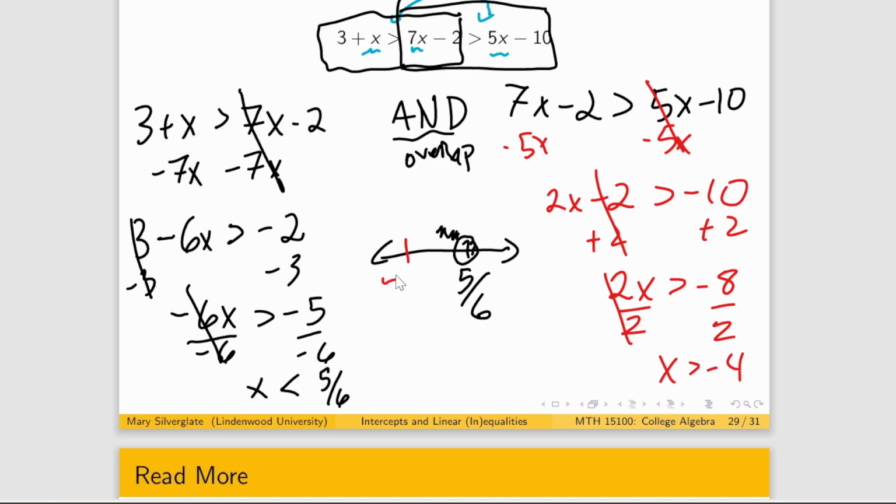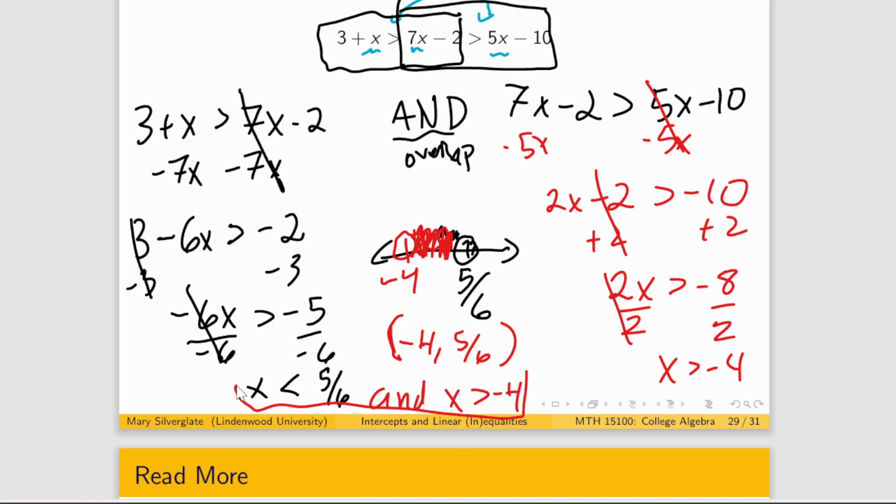So if I'm plotting that, I have a -4 here. It is strictly greater, so it is an open circle, and I'm shading to the right, so it looks like their overlap is right here in the middle. In interval notation, that's -4 to 5/6 with parentheses on both because neither are included. Or if I'm turning this into a compound inequality in inequality notation, I could just write an and statement in between them, call it a day.